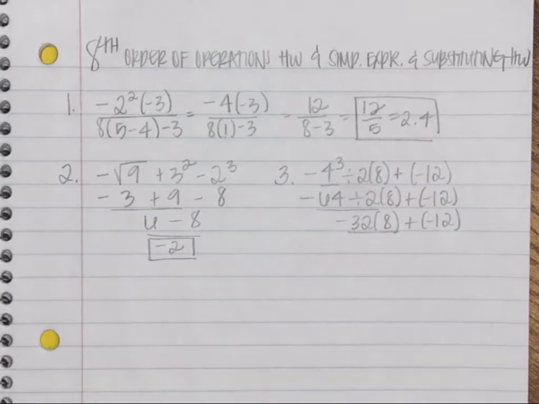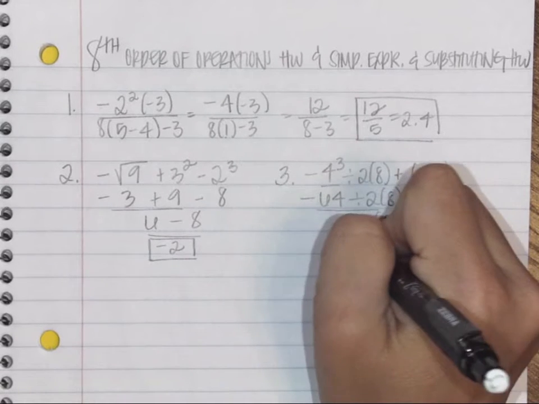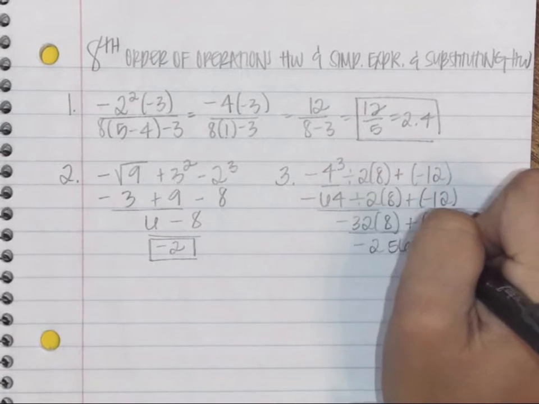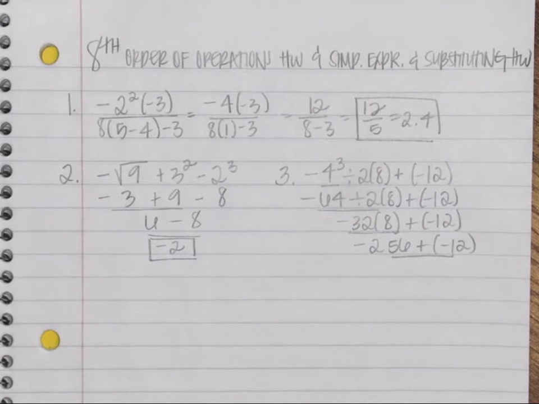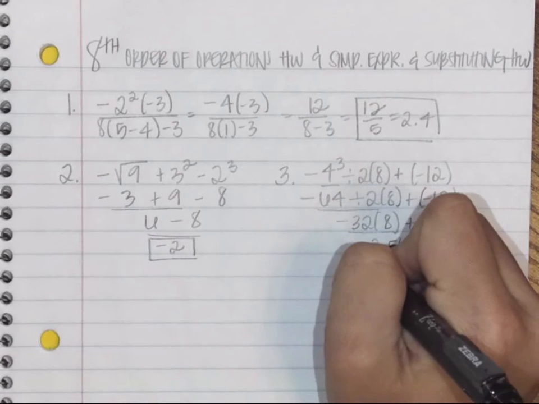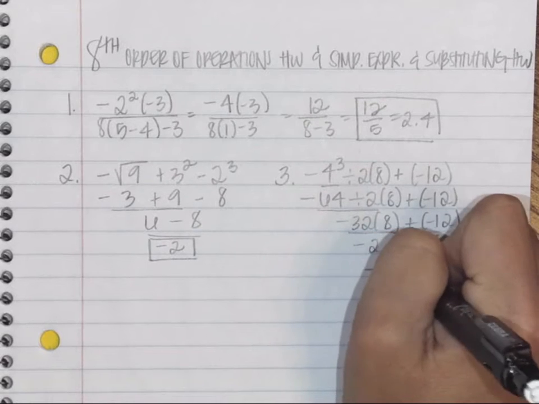Then we're going to do our multiplication. And we get a negative 256 plus a negative 12. And then we can do that addition. And we get a negative 268.